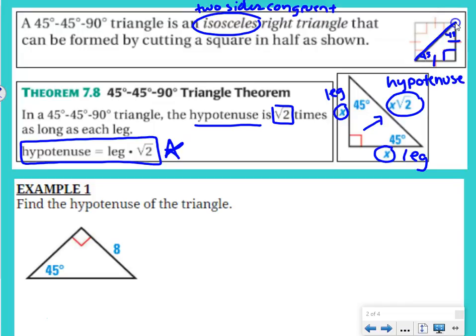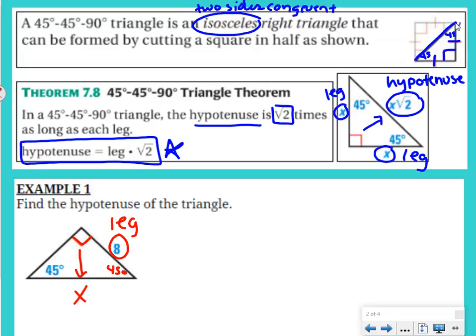So example 1, find the hypotenuse of the triangle. Well, the hypotenuse is the side across from the right angle. Check to make sure it's a 45, 45, 90 triangle. Well, we have the 90 degree, we have 45, which means the other angle is 45 degrees. So we can use our theorem. This is a leg. Our hypotenuse is unknown, so I'm going to call it x.